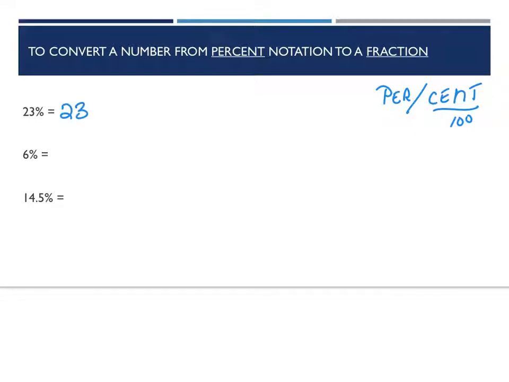Now when I hit the division key on the calculator, after I type in 23, I hit the button that looks like this, but it just makes a slash. So it's actually going to look like a fraction to start with. So 23 divided by 100. The question about this is once I make it into a fraction, does it reduce?